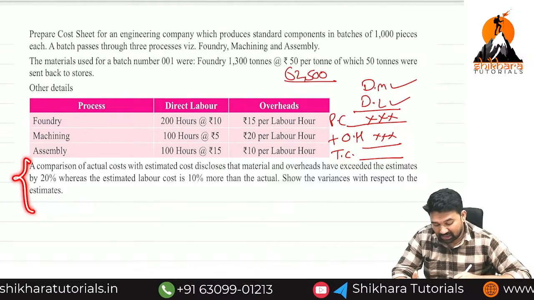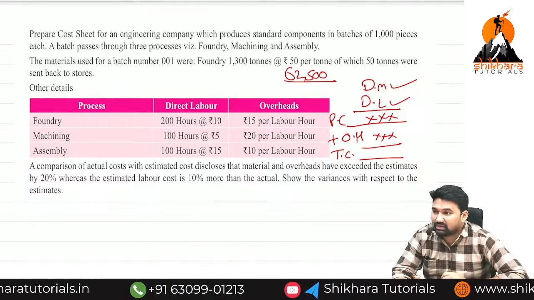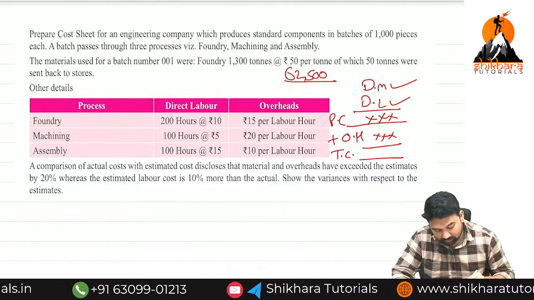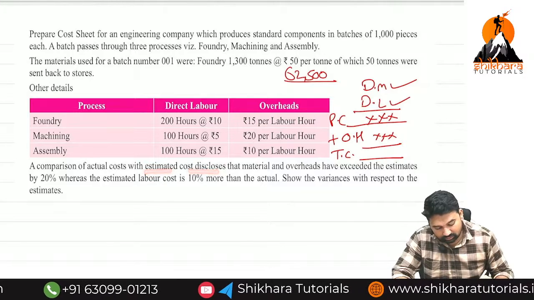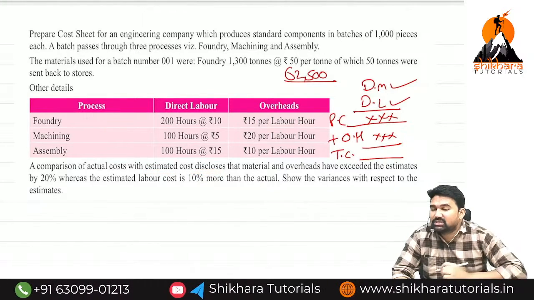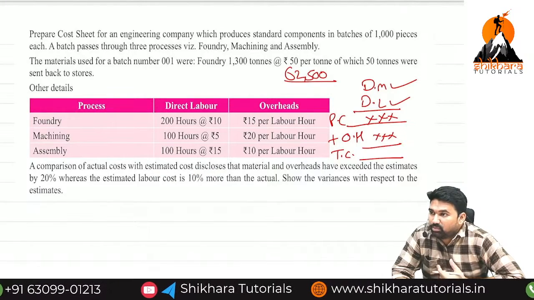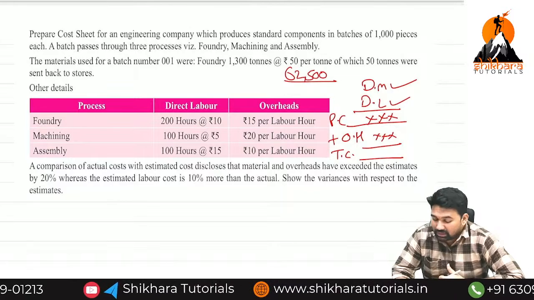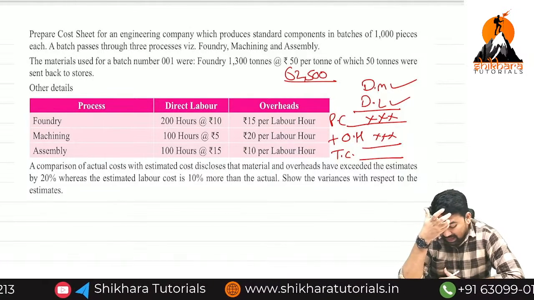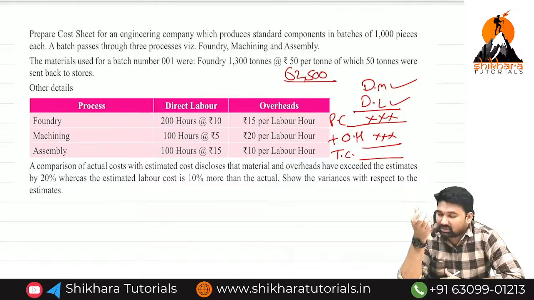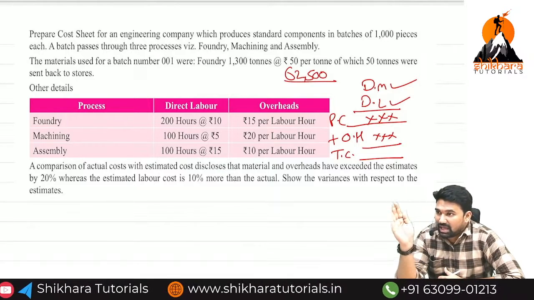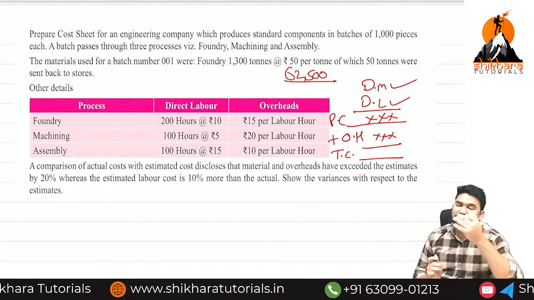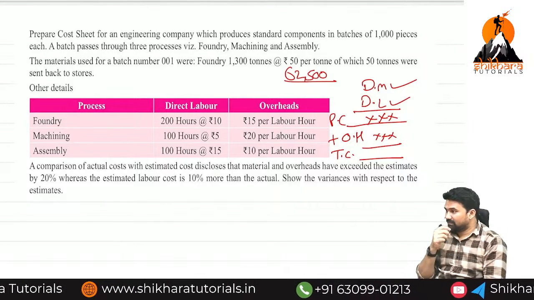And at last, he is giving one simple paragraph. What is that paragraph? Read out. Discloses means communicating, telling. So a comparison of actual cost with estimated cost. So you are comparing actual cost with estimated cost. What is meant by estimated cost? What is meant by estimate?